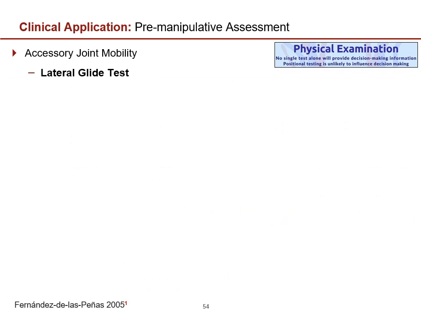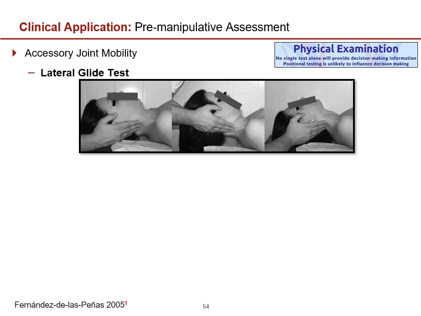Okay, when it comes to accessory joint mobility, there are a couple of tests that have been validated against advanced imaging. So the lateral glide test is one of those tests. It came out in 2005, or was validated in 2005 by Fernandez de las Peña. It's a good name to know. He's all over the manipulative research.